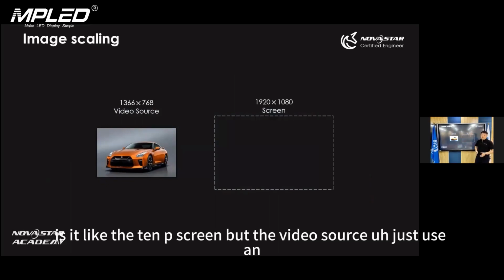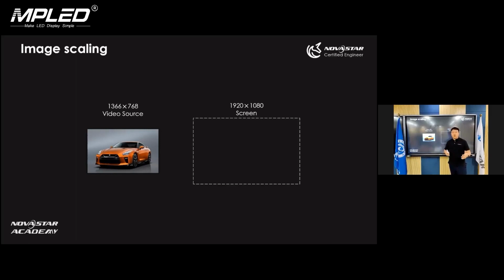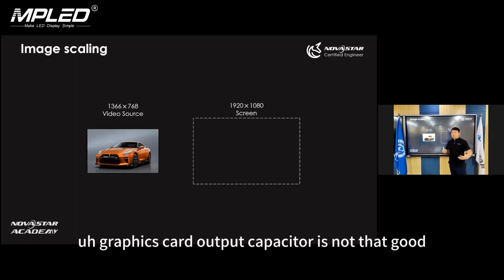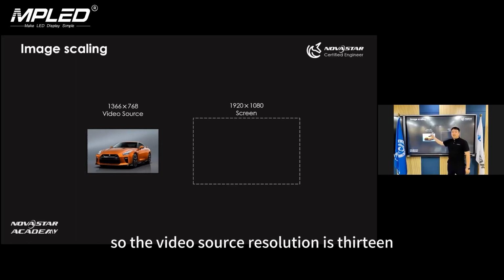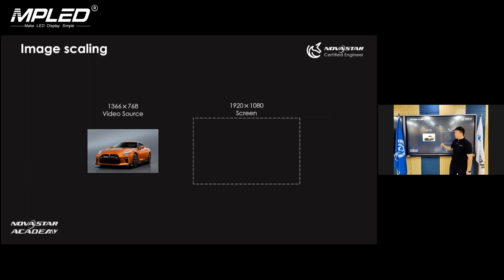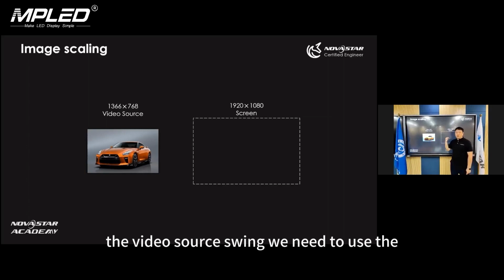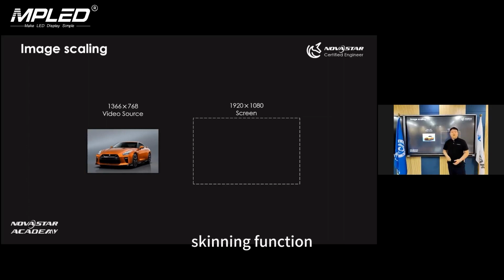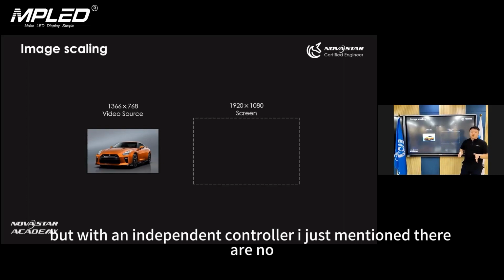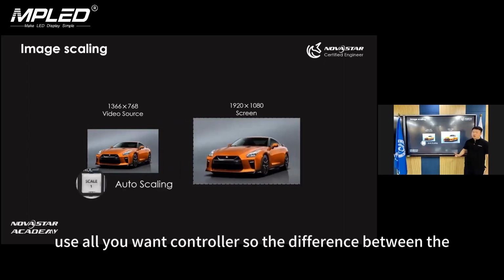It's like a 1080p screen, but for the video source, I just use a computer whose graphics card output capacity is not that good. So the video source resolution is 1366 by 768, which means the video source resolution does not match the screen. We need to use the scaling function. But with the independent controller, I just mentioned there are no video processing functions. We need to use an all-in-one controller.